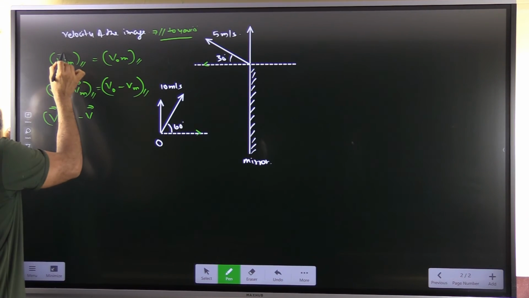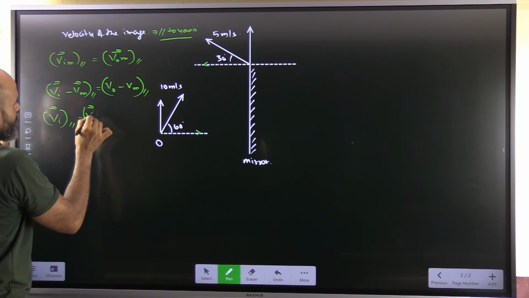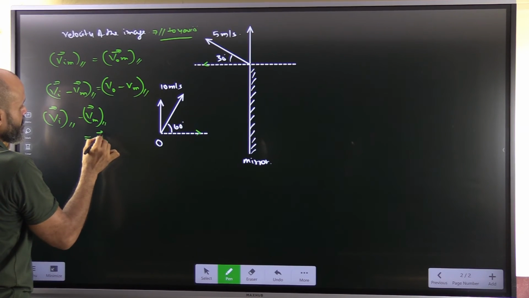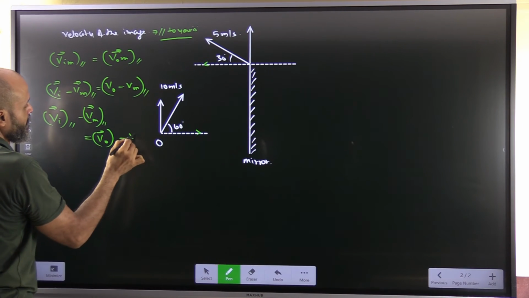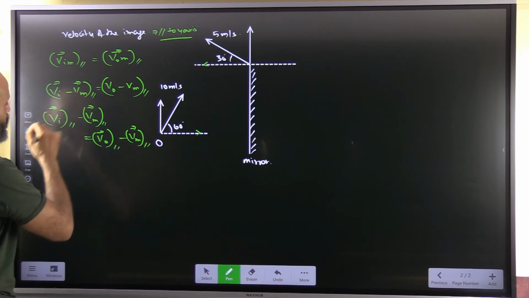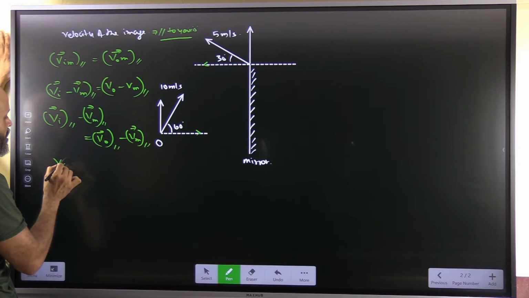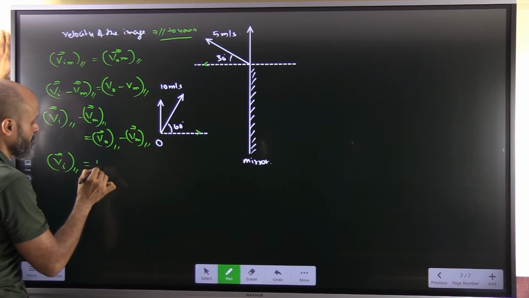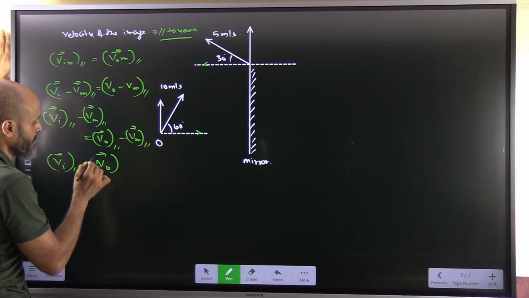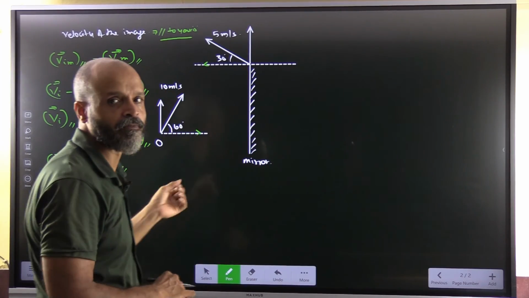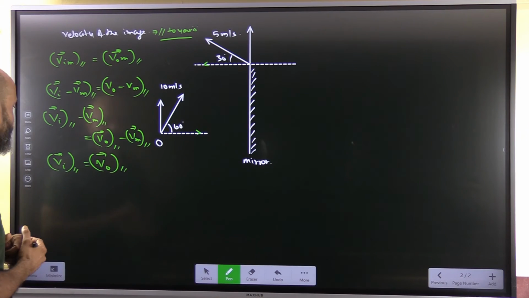Let's take this entire velocity along the parallel component is equal to velocity of object along the parallel component minus velocity of mirror along the parallel component. So obviously these two get cancelled, so velocity of image along the parallel component will be equal to velocity of object along the parallel component.